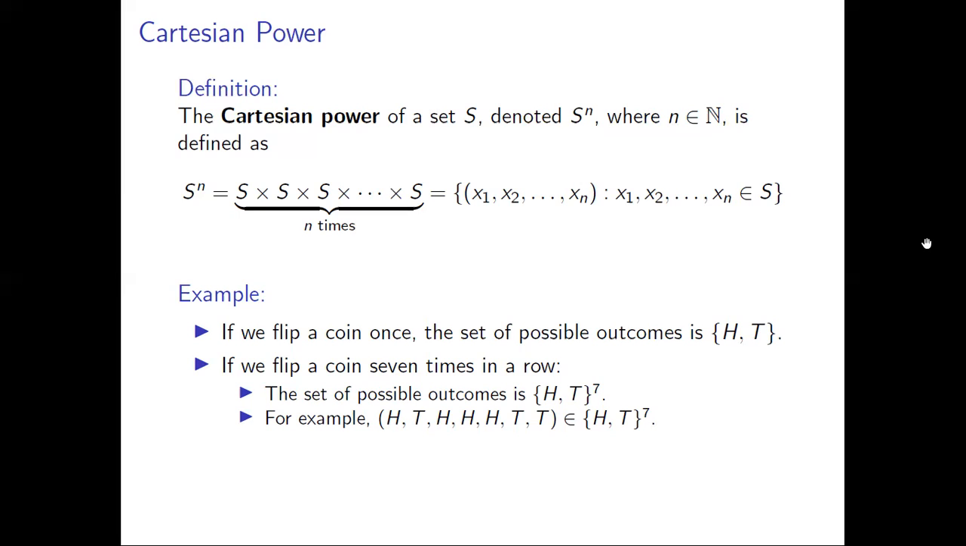Okay, so what are some elements of this set? So for example, one element of this set is the following list: h comma t comma h comma h comma h comma t comma t. This is a list of length 7, and each item in the list is an element of the set h comma t. So therefore, this list is an element of the Cartesian power h comma t to the power of 7.